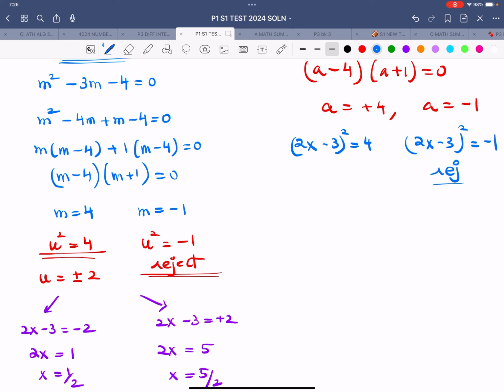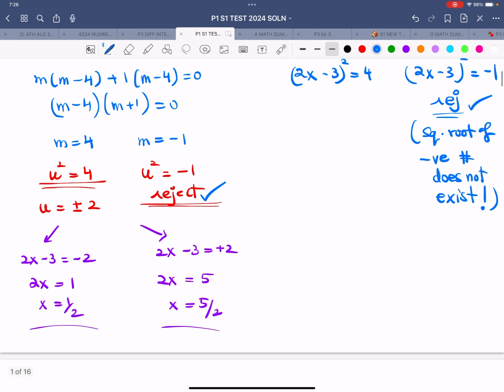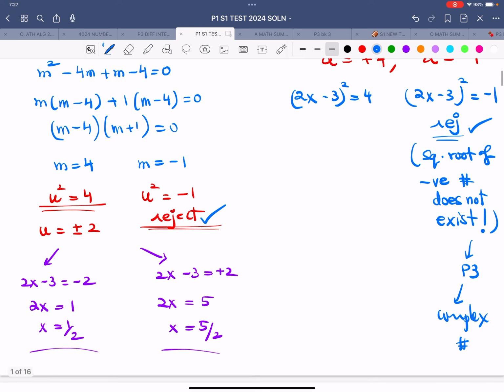Reject. Why? Because we cannot take the square root of a negative number. So let me write this. The square root of a negative number does not exist, or it's not a real number for right now. Of course, you have to wait for P3, in which you will study complex numbers, and that's a different ball game. So that's not for this level.